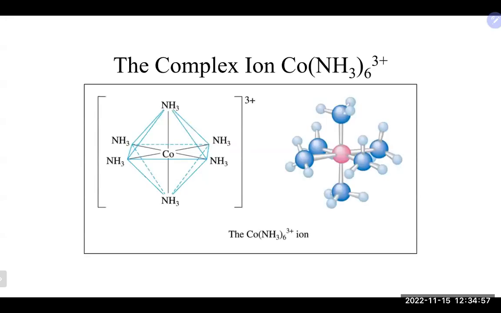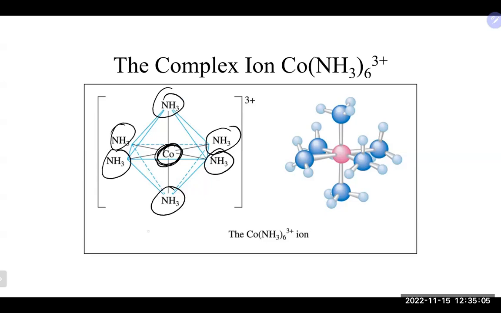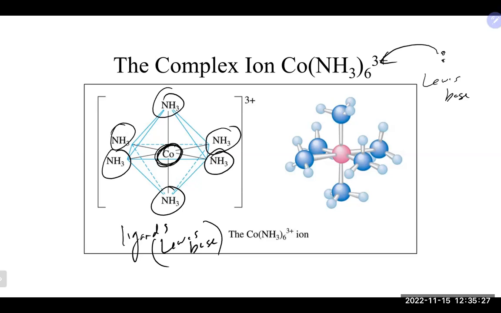As we can see here, this is our cobalt, which is our transition metal. These are our ligands, and these ligands are Lewis bases. And what do Lewis bases do? They donate a pair of electrons. Yes, a Lewis base will actually donate a pair of electrons over to something.